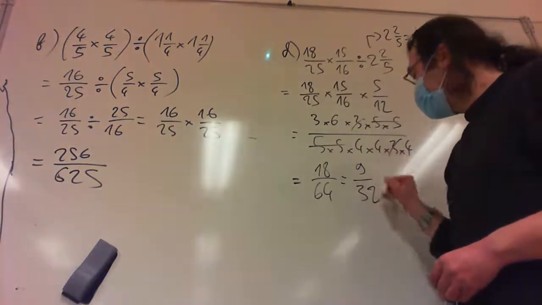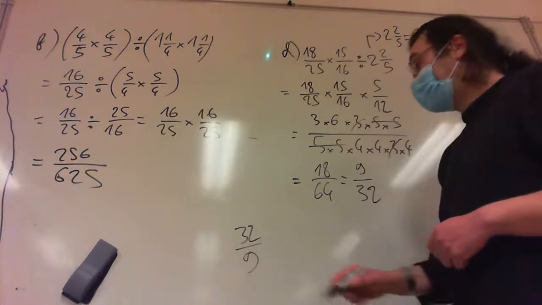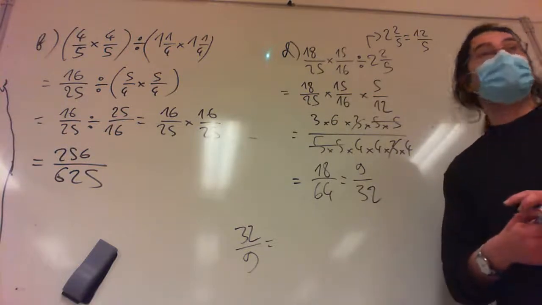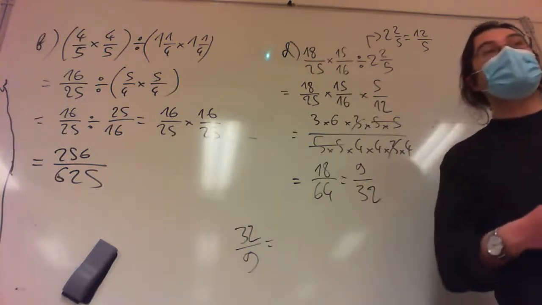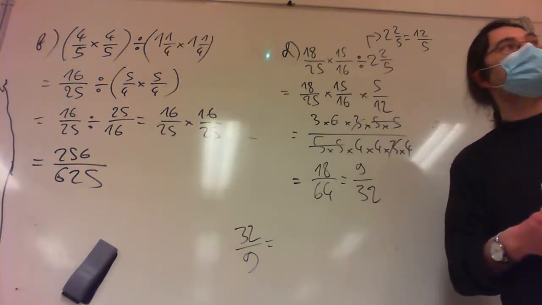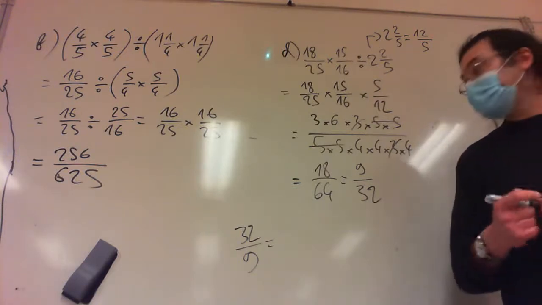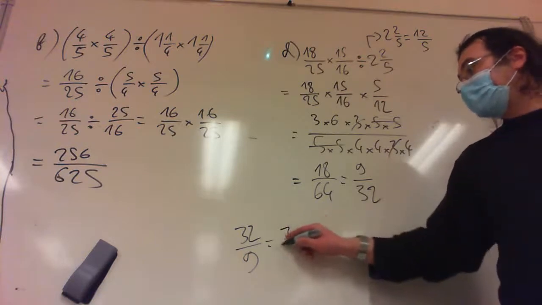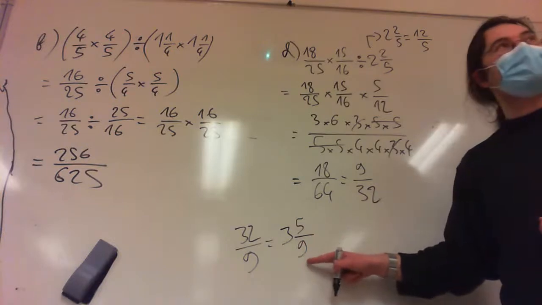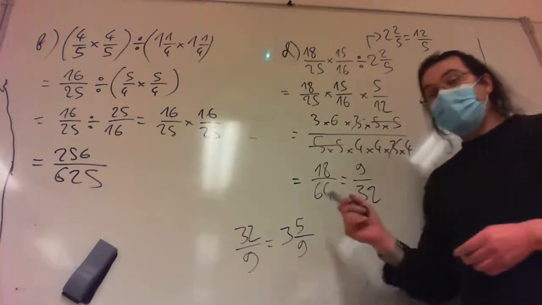That's one last thing. If here I had 32/9 instead of 9/32, how could I have written this as a mixed number? I need someone. I want to write this as a mixed number. 3 and 5 ninths. No, it's not the ninth, it's the ninth. Yeah. 3 and 5 ninths.